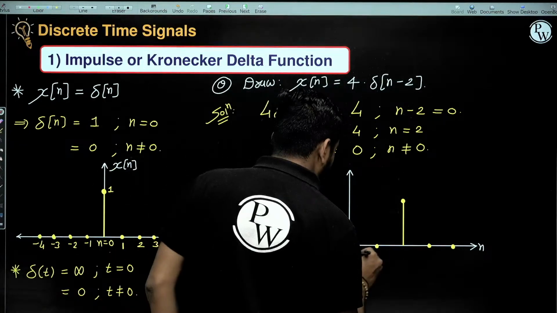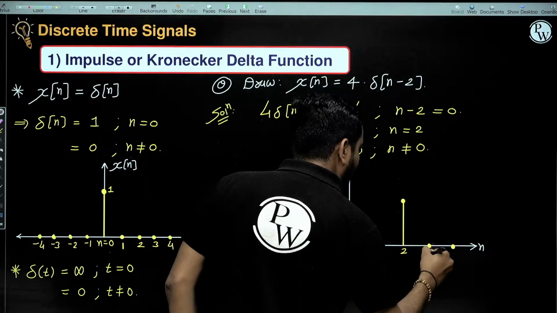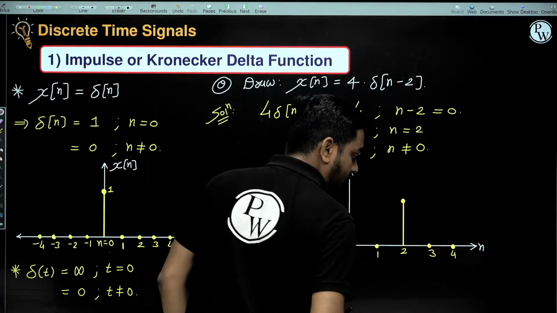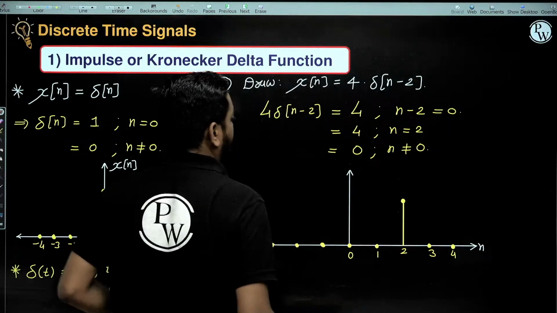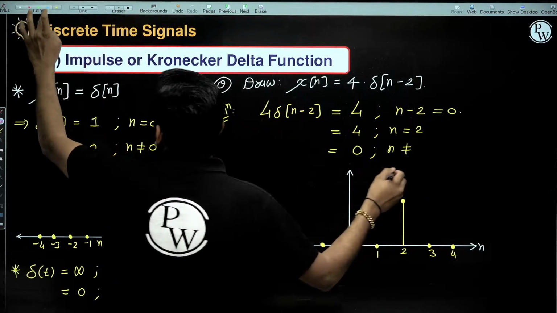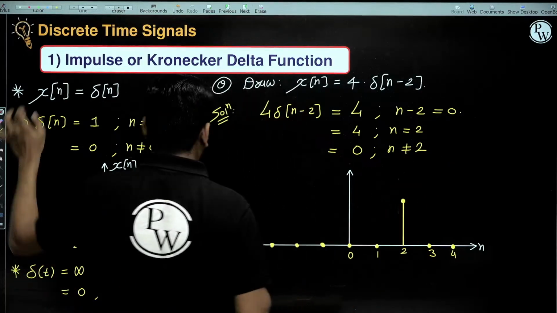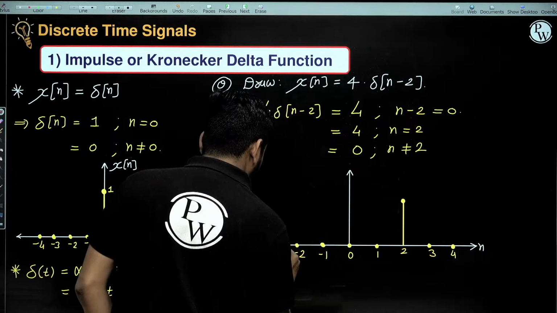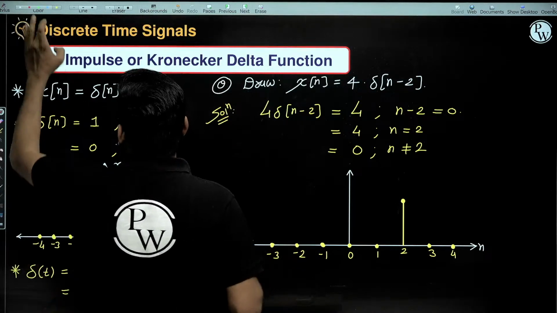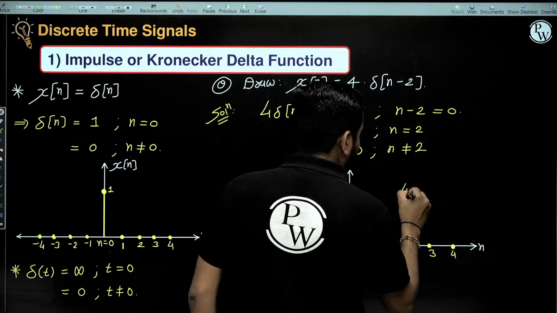So this is 0, 1, 2, 3, 4. n is not equal to 2. Okay. This is minus 1, this is minus 2, this is minus 3. Here the sample amplitude is 4, guys.